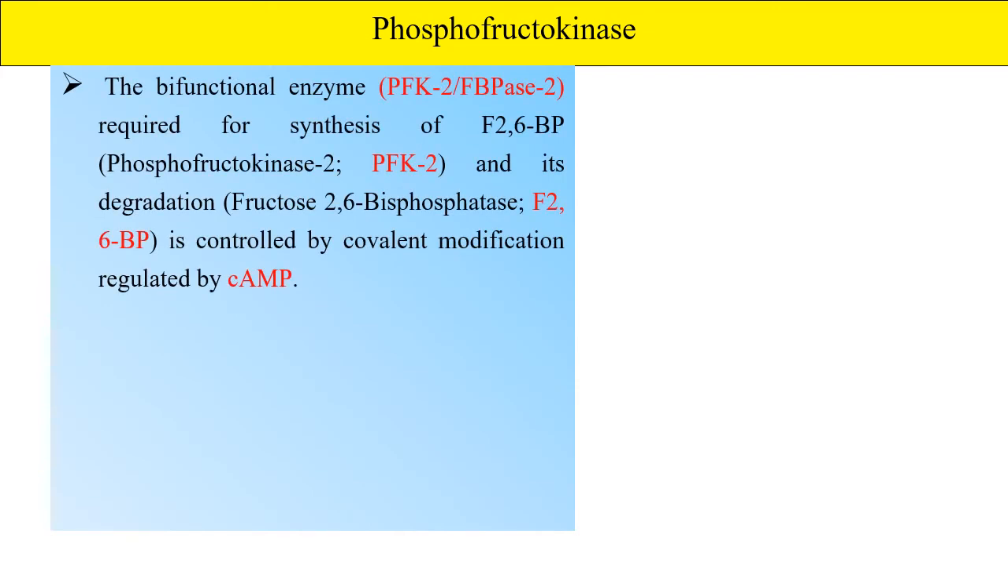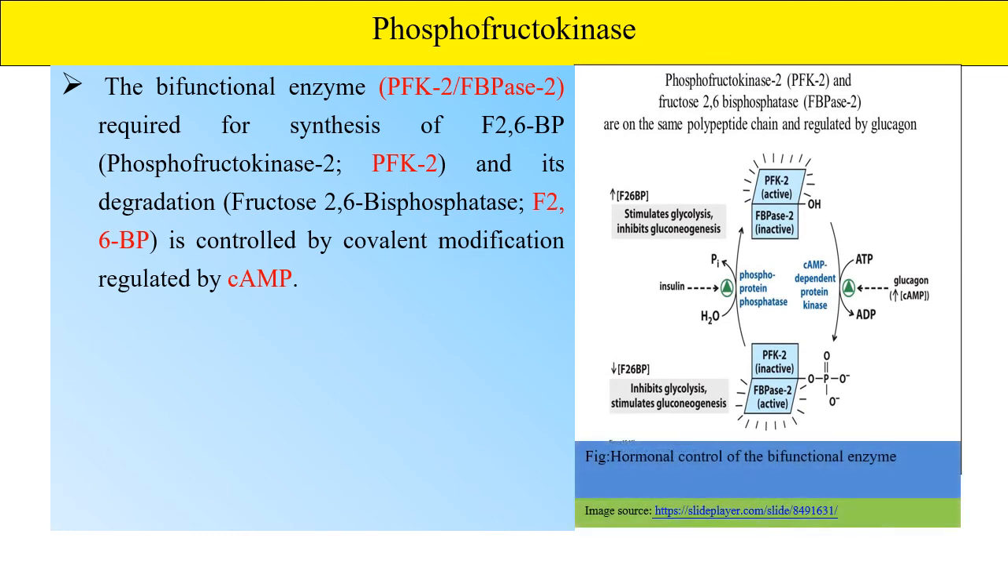The bifunctional enzyme phosphofructokinase 2 and fructose-2,6-bisphosphatase, required for synthesis and degradation of fructose-2,6-bisphosphate, is controlled by covalent modification, which is regulated by cyclic AMP. The enzyme is called bifunctional because phosphofructokinase 2 and fructose-2,6-bisphosphatase are two separate enzymatic activities of a single bifunctional protein. Xylulose 5-phosphate also activates phosphofructokinase 2 and inhibits fructose-2,6-bisphosphatase by activating phosphoprotein phosphatase, and thus it increases the rate of glycolysis.